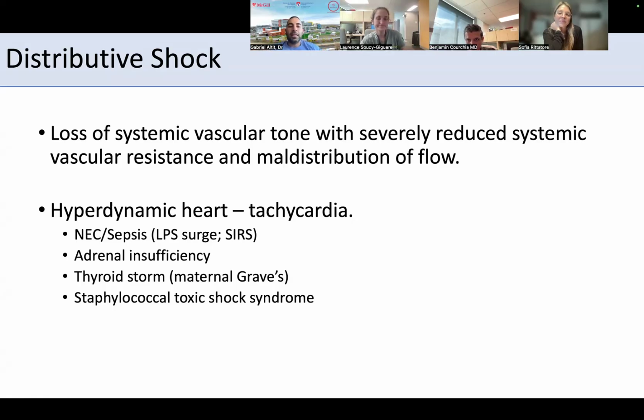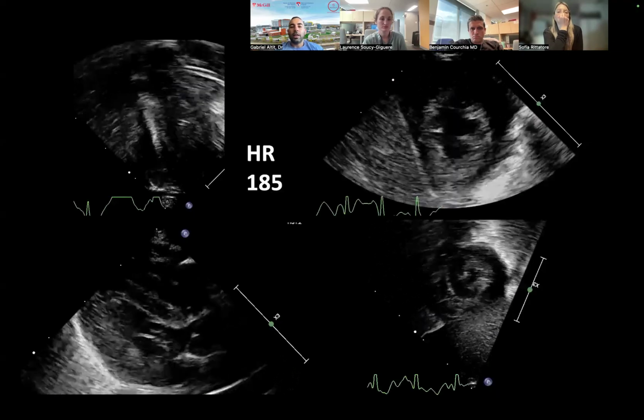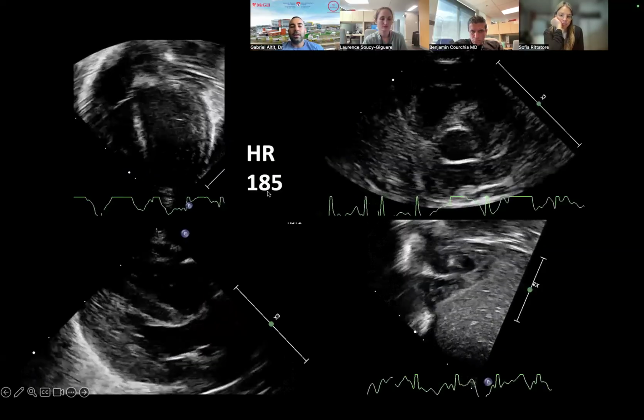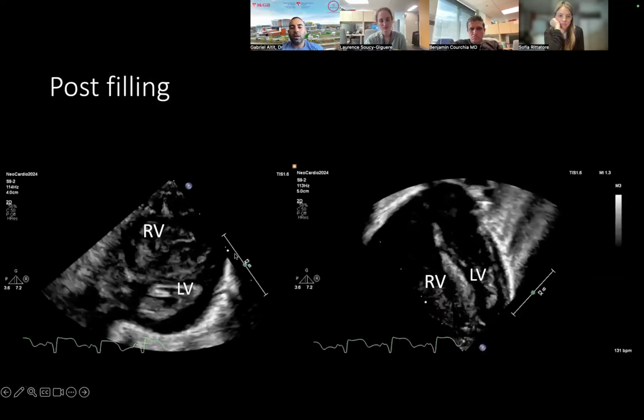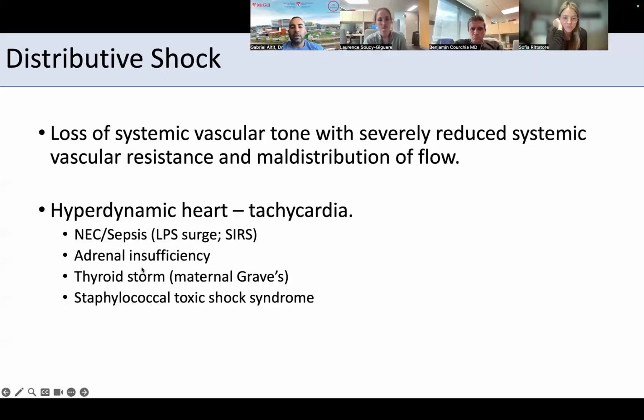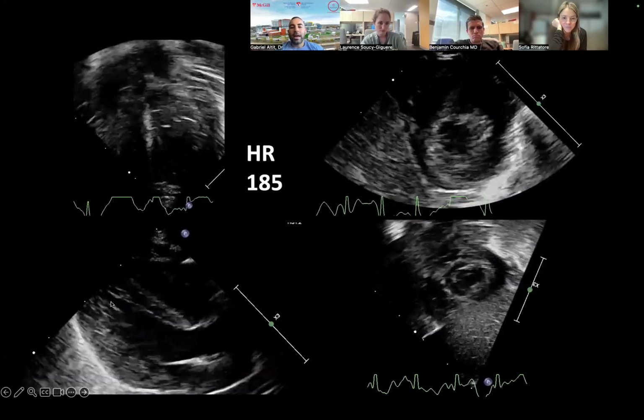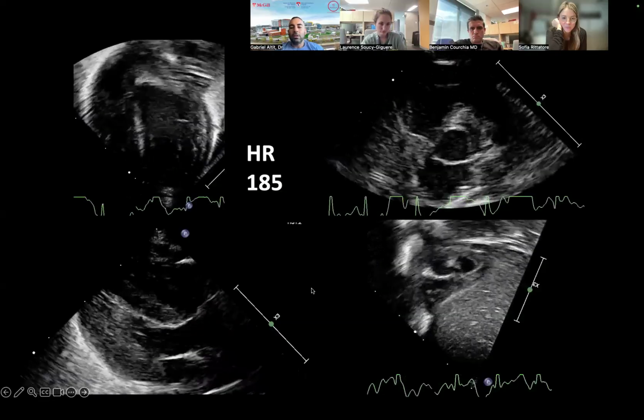So NEC, sepsis, adrenal insufficiency, neonatal Graves syndrome, staphylococcal toxic shock syndrome. These are kind of the classic. How do they look? They become very hyperdynamic. You can actually see a cavity here compared to the previous, where you barely saw a cavity, but you can sense that there's a lot of hyperdynamicity to this heart.